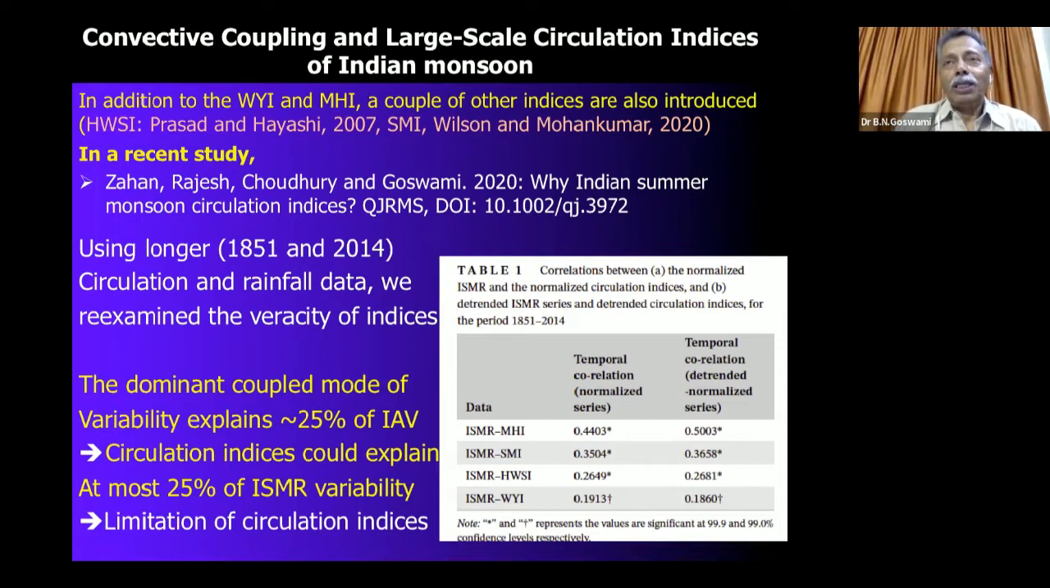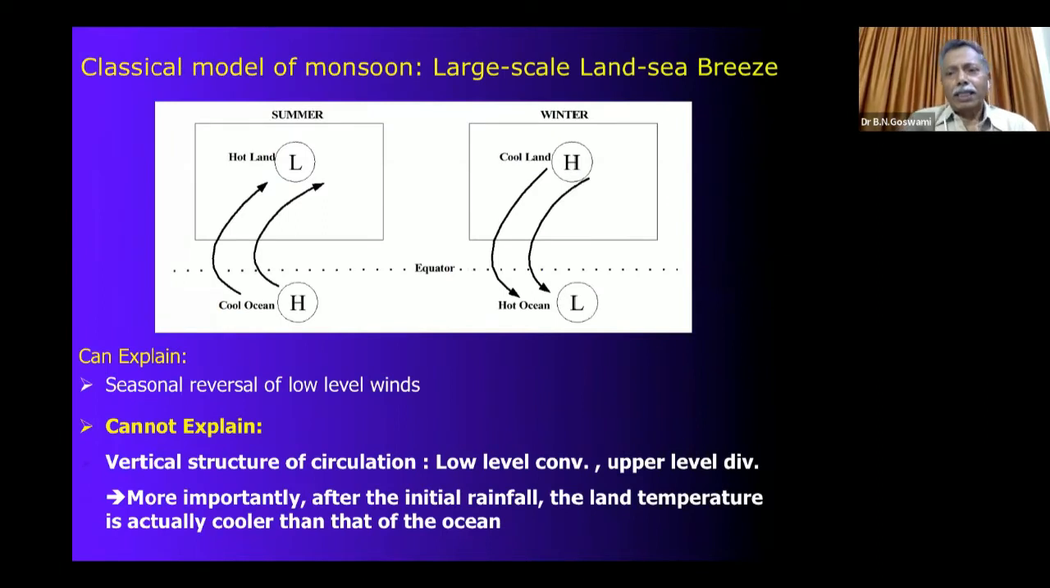And therefore, for looking at rainfall variability, the wind indices may not be good, but wind indices have their own other uses, and can be used for teleconnections and other things. So there are certain limitations of the wind index, but it is useful for studying certain aspects of the monsoon. So now let us start with the model.